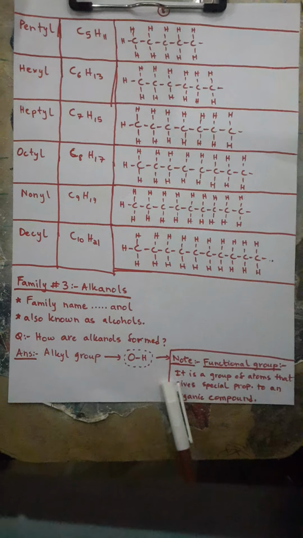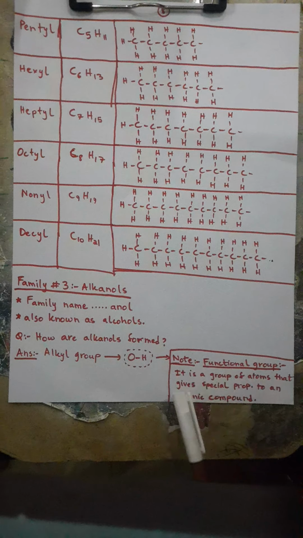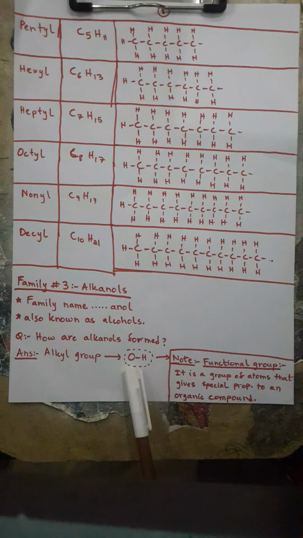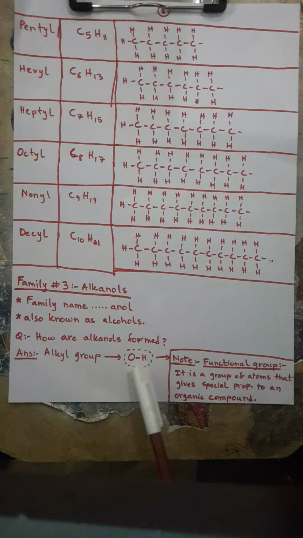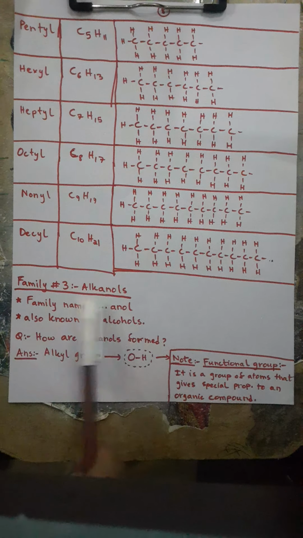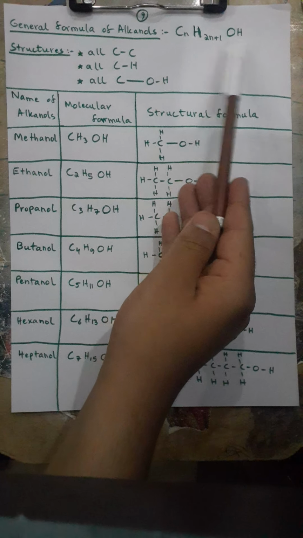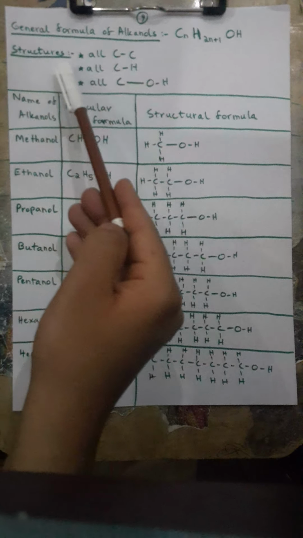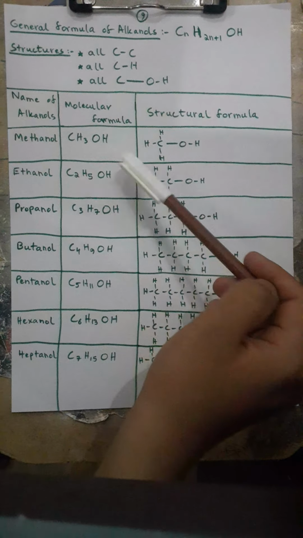Note, functional group of alkanols. What is a functional group actually? A functional group is a group of atoms that give special properties to an organic compound. Here the functional group is OH because it gives a special property to alkanols. It is not found in other organic families. It is found in alkanols. The general formula of alkanols is CnH2n+1 and then OH in the end. This all is the alkyl group and then we attach OH in the end, so it forms an alkanol. In the structures, there are all C-C, all C-H, and then there is a C-OH bond in the end.